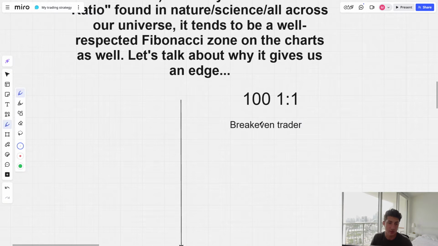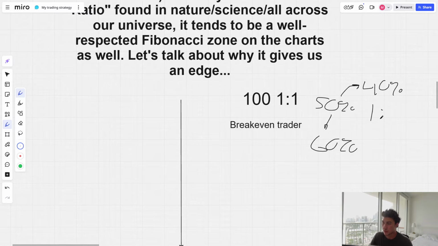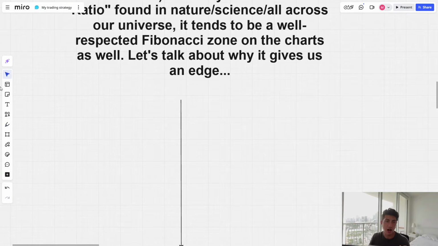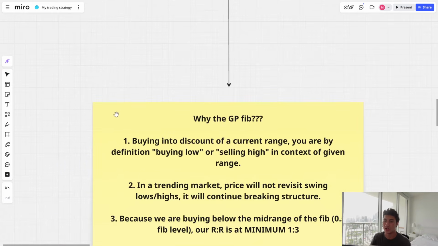So all we need to do to become profitable is get that 50% at a one-to-one up to like a 60%, or get this 50% down to maybe a 40%, but increase the risk to reward to a 1-to-2 risk to reward ratio, right? So let's talk about why this gives us an edge in the markets, okay?